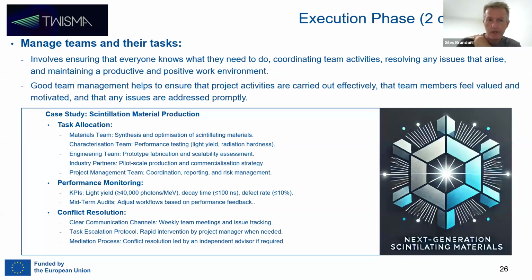So, execution phase. We need to think also about the management of teams and their tasks. Looking straight to the case study, task allocation. We've broadly speaking got these teams. So our materials team, they need to know what they're going to be synthesizing and optimizing in terms of scintillating materials. The characterization team, they need to be tasked and have a clear understanding of the performance testing they need to do and have access to the relevant facilities and equipment.